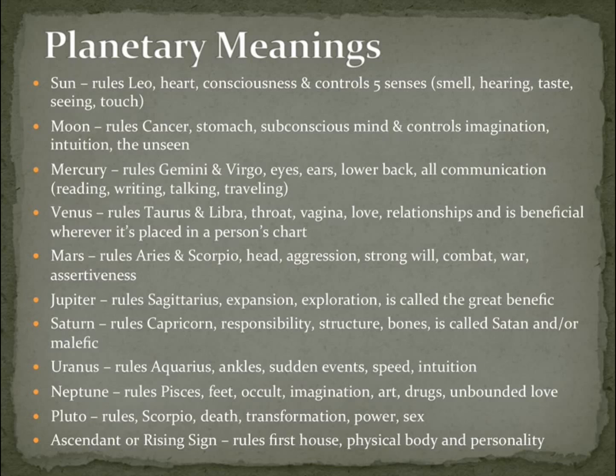Planet Mercury rules 2 signs, Gemini and Virgo, and has dignity in both signs. It is not as powerful as the sun and the moon, but like the other planets, it plays a major role in how we behave. It governs all communications like writing, reading, talking, traveling, etc., etc. The house that it occupies is where you have strong communication skills.